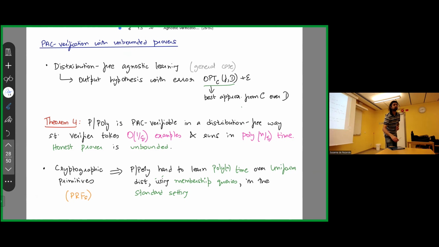Basically, because otherwise I would learn the pseudo-random function and be able to do all kinds of things. Yeah, exactly. If you have pseudo-random functions in p-poly, then if you can learn p-poly, then you can actually distinguish. If you get a hypothesis for the underlying function, you can distinguish between this and a random function, because for a random function, you can never do this.